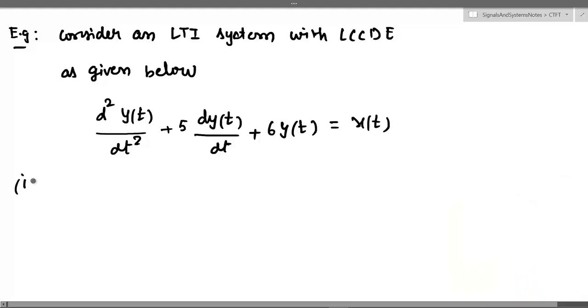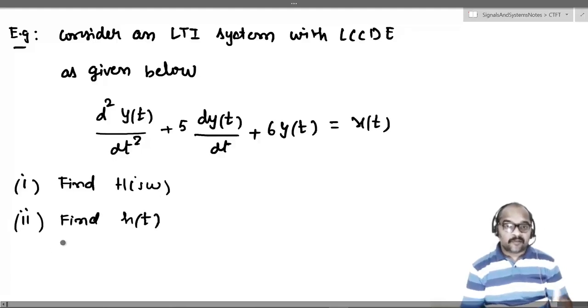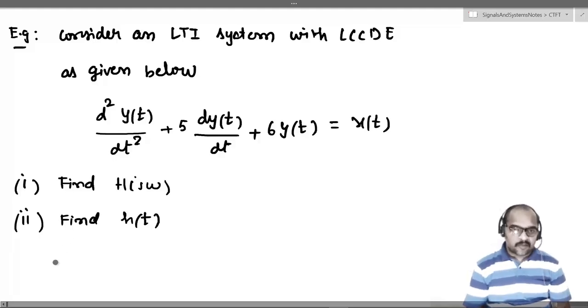So the first question: find the corresponding frequency response. I'll say directly, find H of j omega. Next, the second one: find the impulse response of the system. This topic is very important here. Many times they have asked this, the linear constant coefficient differential equation. When we see old GATE questions, you will understand the importance of this topic.